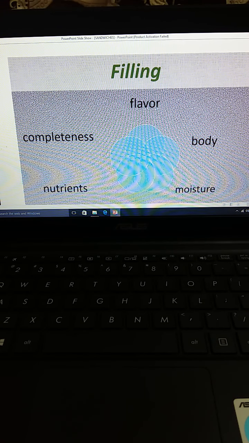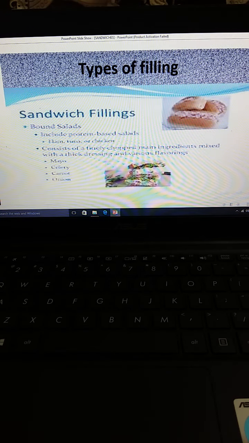Different types of fillings that are used in sandwich are beef, pork, lamb, fish, eggs, fruits, vegetables, duck, turkey, etc. Now the filling always is full of flavors and no meat with bones can be used in the sandwich.